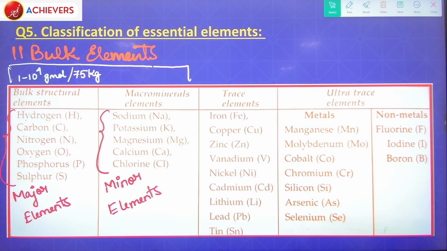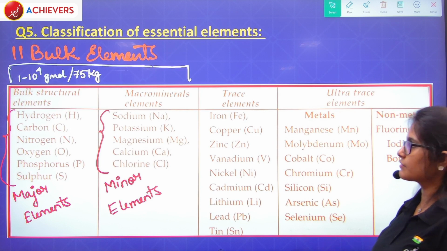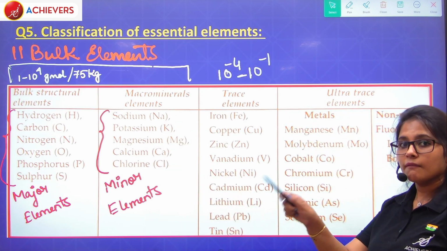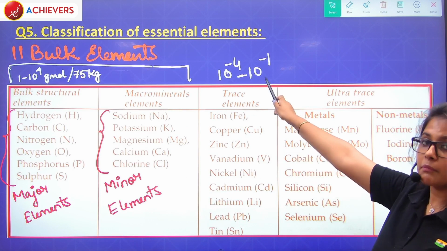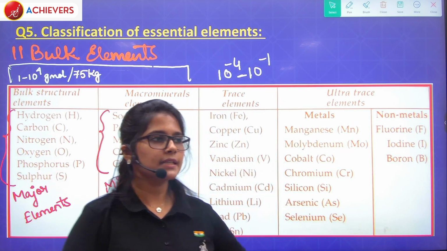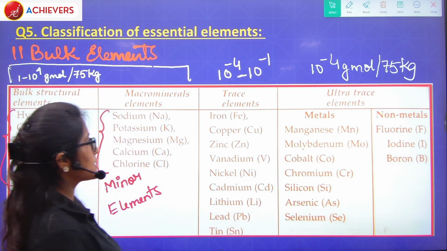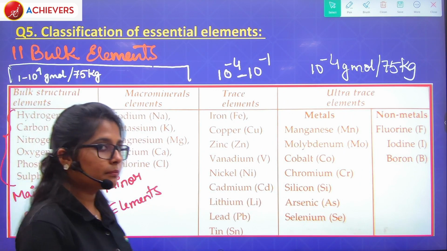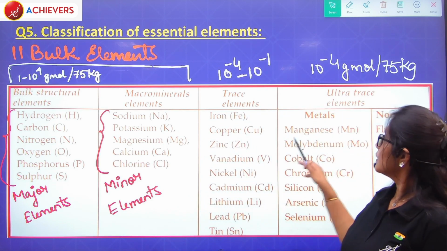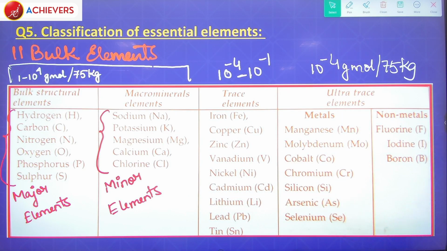तो 1 to 10 to the power 4 ग्राम मोल पर 75 kg human is for bulk elements. ट्रेस एलिमेंट्स में वही होता है 10 to the power -4 to 10 to the power -1 gram mole per 75 kg. And for ultra trace elements, it is 10 to the power -4 gram mole per 75 kg और इससे भी कम भी होता है. So all they fall into this ultra trace elements.